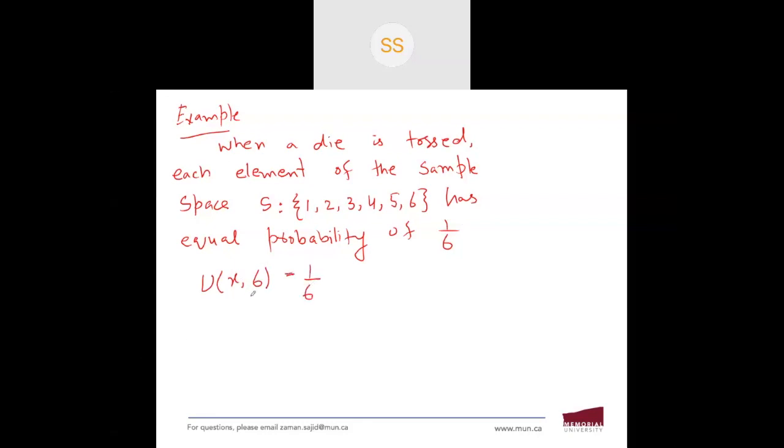Okay. So again, this 6 is my capital N, which indicates the number of values of random variable x, or we can say the elements of the sample space.